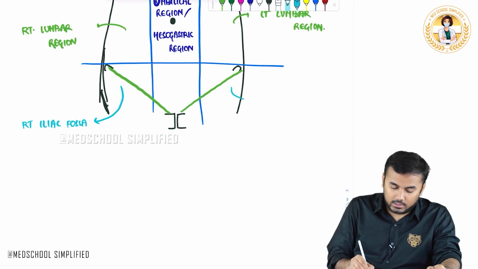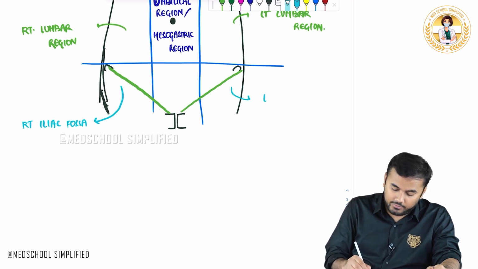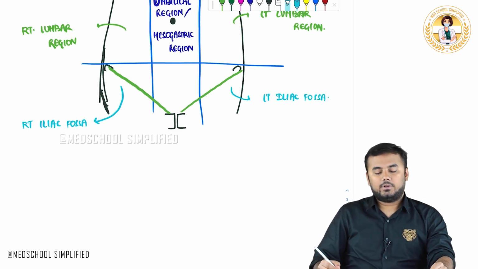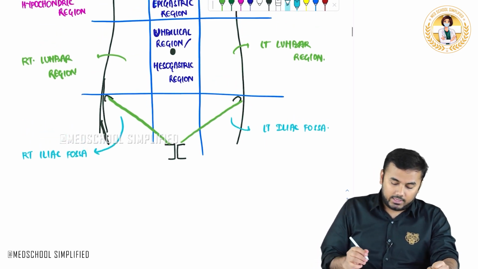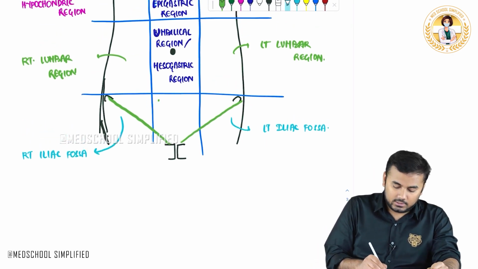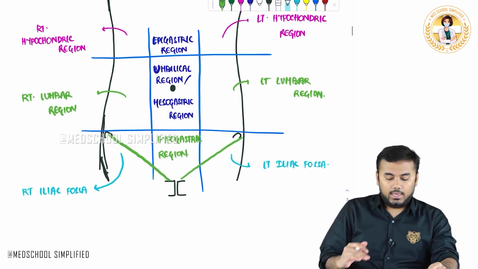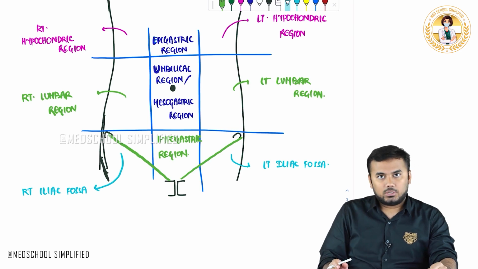Whereas this one is called the left iliac fossa. So one is called the right iliac fossa and the other is called the left iliac fossa. And by the way, this region in the center is called the hypogastric region. So how many regions of the abdomen do you have? You have 9 regions. So epigastric, mesogastric, hypogastric, right?